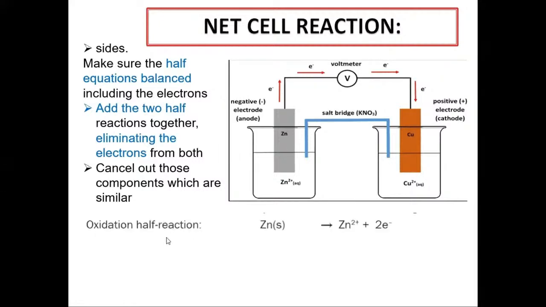Here is oxidation, which is taking place on this side of the half cell. Zinc metal, or solid, dissolves to give zinc ion plus 2 electrons. The 2 electrons start to move. These electrons will come to this side.